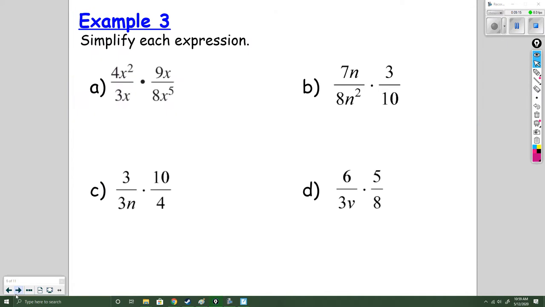All right, so we're going to move on. We're going to do a bunch of examples here. And like I said before, we're going to skip some as we go. Let's start with part A.